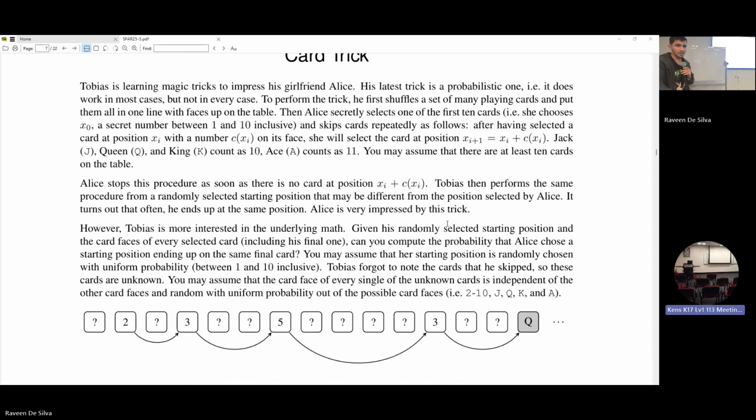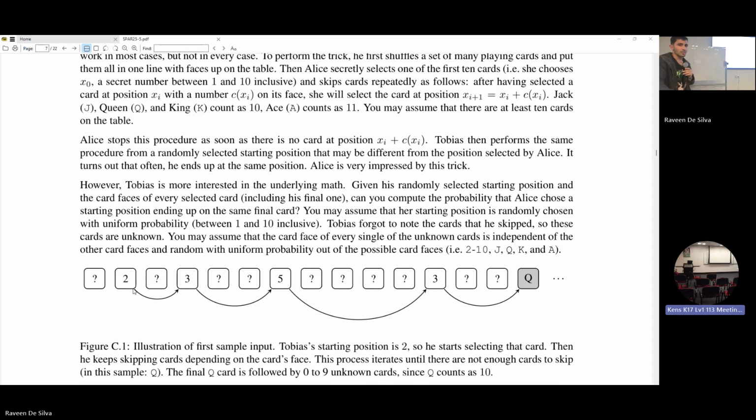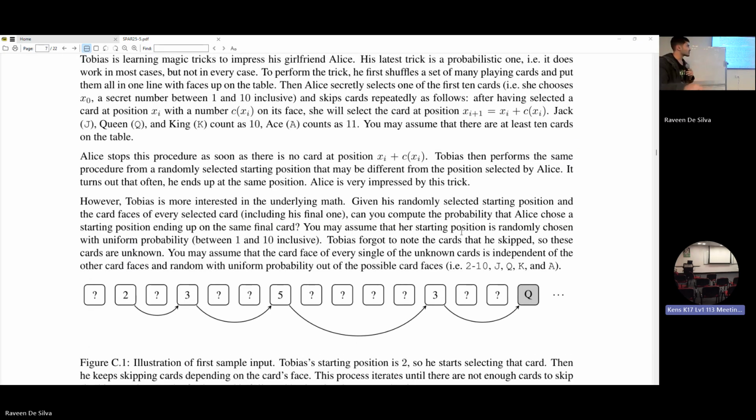So the question here was you have these cards and their faces. So you've got 2, 3, 5, 3, and Q. And then you've got to find the probability that when someone else starts picking them, they will also end up at this last space. The rule is whatever card you pick, whatever number it has, you skip that many cards and pick the next card. So you want to find the probability that the second person who does this also reaches the same last space. One observation is that if you reach anywhere in this trail, you'll reach the last face because it's just a fixed path from any node.